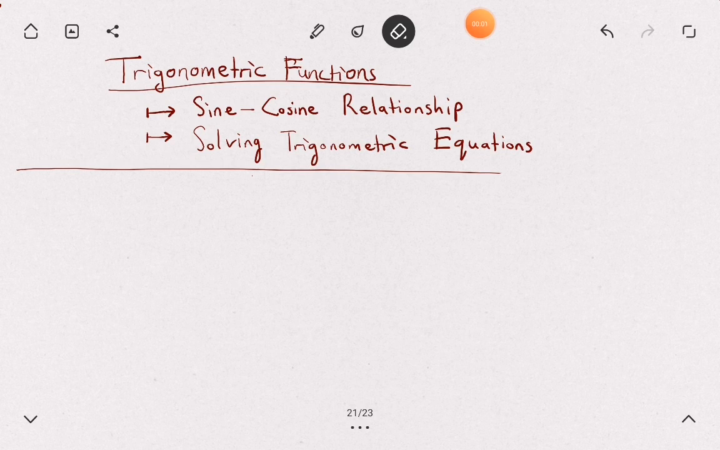Right, so welcome back. Today we're going to do two things. First is the sine and cosine relationship. This is very short and simple. And then solving trigonometric equations. Okay, so I'll give you an equation.